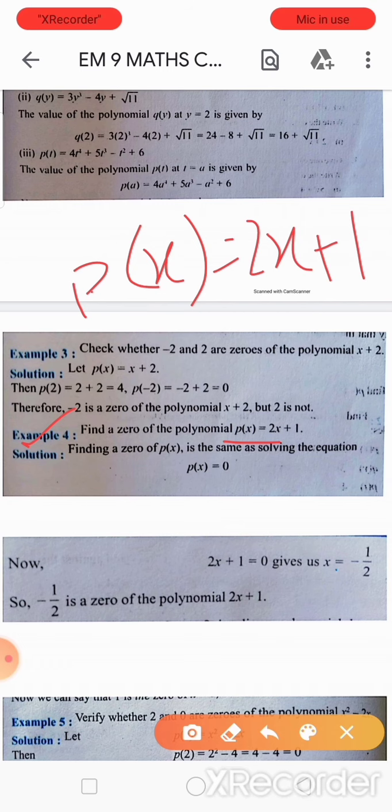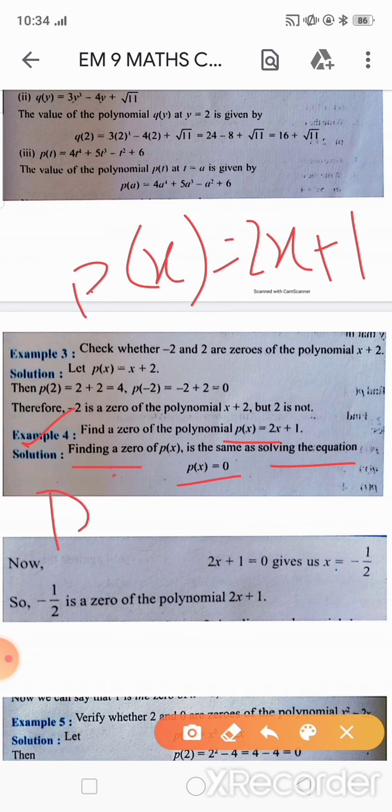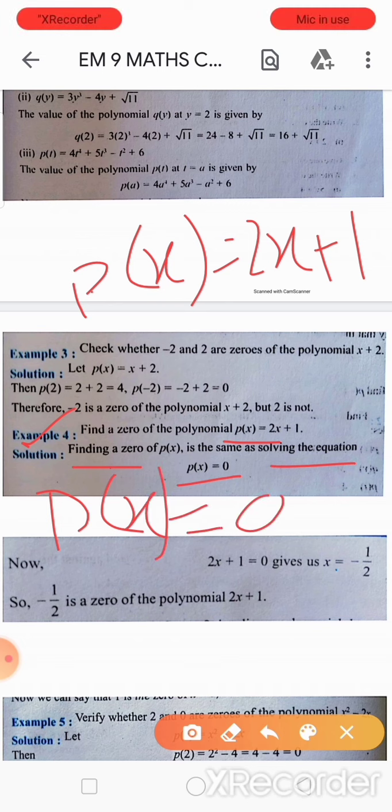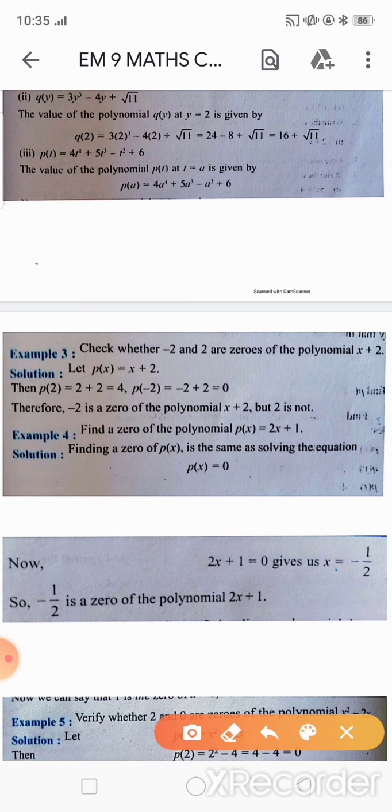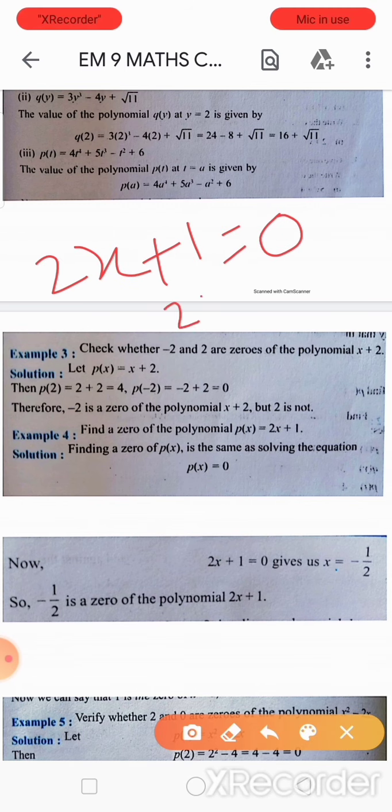For that we write in the solution: finding the zero of the polynomial p of x is the same as solving the equation where we equate our polynomial to 0. Finding the zero of the polynomial p of x equal to 0 means our polynomial 2x plus 1 is equal to 0. Now simplifying this step, 2x plus 1 equal to 0, we have to find the value of x.